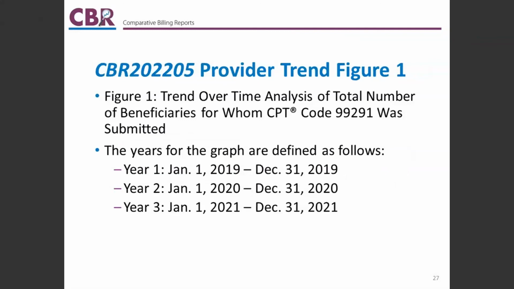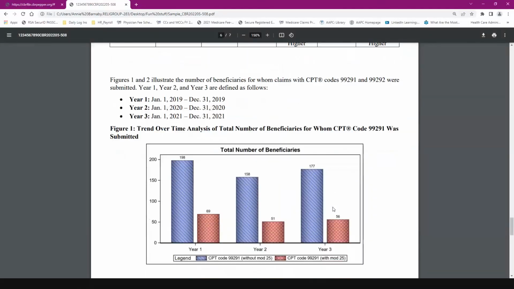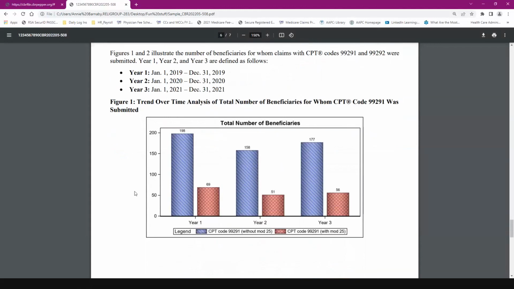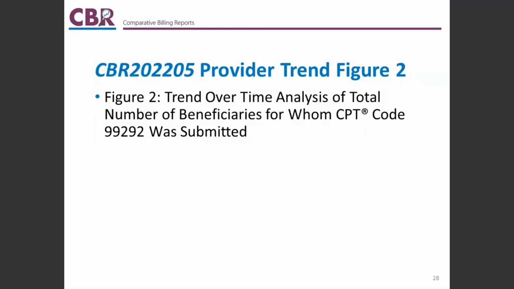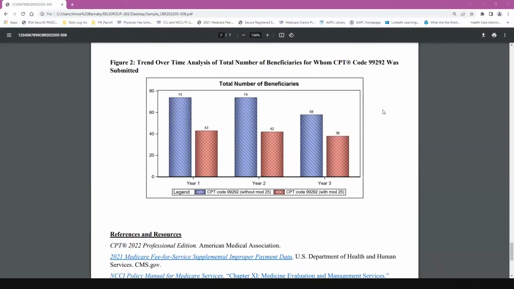The CBR includes two graphs that dictate a trend over time for the provider. Figure 1 is the trend over time analysis of total number of beneficiaries for whom CPT code 99291 was submitted. Let's take a look on our sample CBR. You can see here the outcome for this sample provider for 99291 with and without modifier 25. Figure 2 takes a look at the total number of beneficiaries for whom CPT code 99292 was submitted. And we can see that the graph shows us the trend for that code with and without modifier 25.